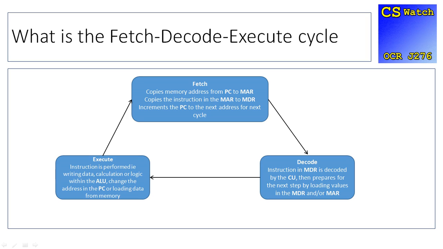Then we go around to decoding. The instructions in the MDR are decoded by the control unit. So whatever's being held in the MDR gets decoded. And then once that's done, it prepares by loading up the next values from the next step into the MDR and/or MAR. So in the decoding section, all the instructions we've got get decoded, and then the next set of instructions that need to get decoded get loaded up.